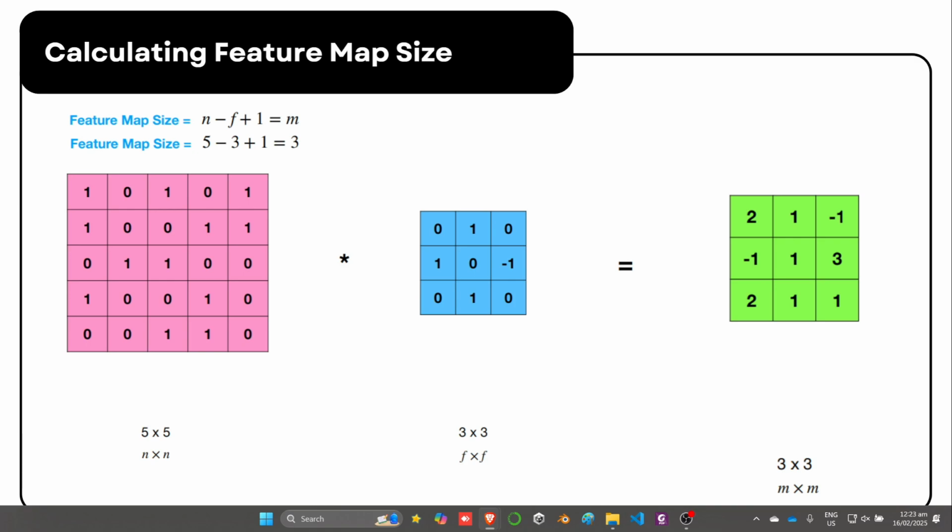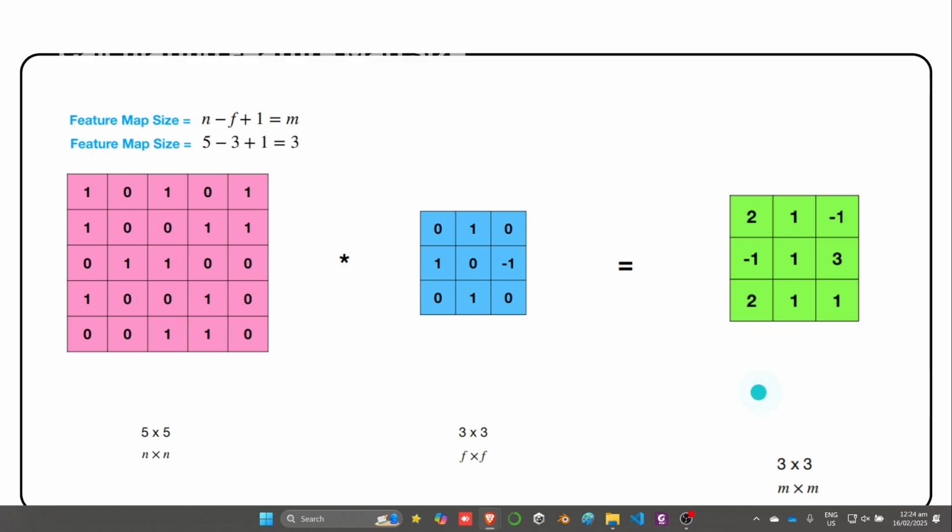And f is the kernel or filter dimension. So we have a 3 by 3. Again, it's a square. And plus 1. So we got 5 minus 3 plus 1. It gives us 3. And that's the dimension of our feature map.